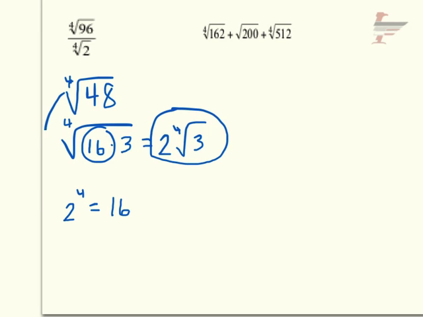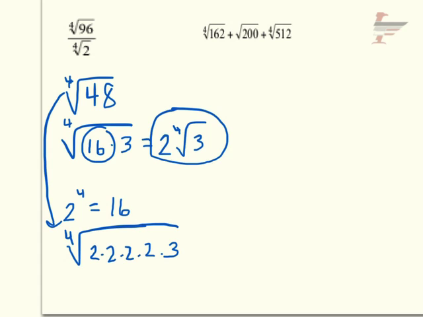If you prefer to break this down, right, so 48 is 16 times 3. Well, 16 is 2 times 2 times 2 times 2 times 3. And then you see the 4 2's there, which you bring out, and you, again, get the same answer.